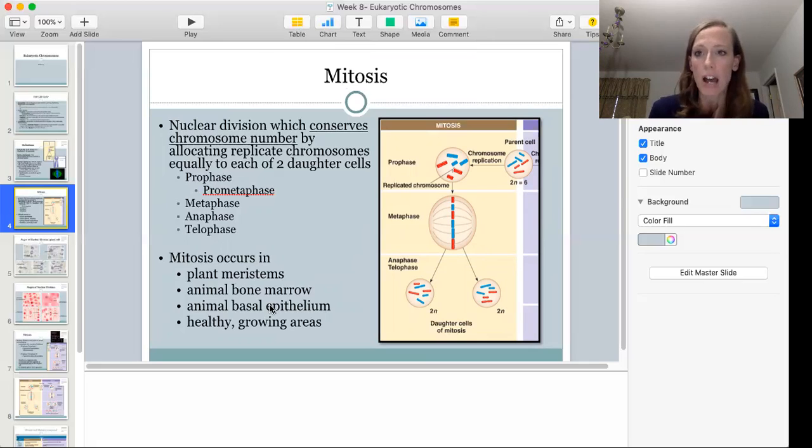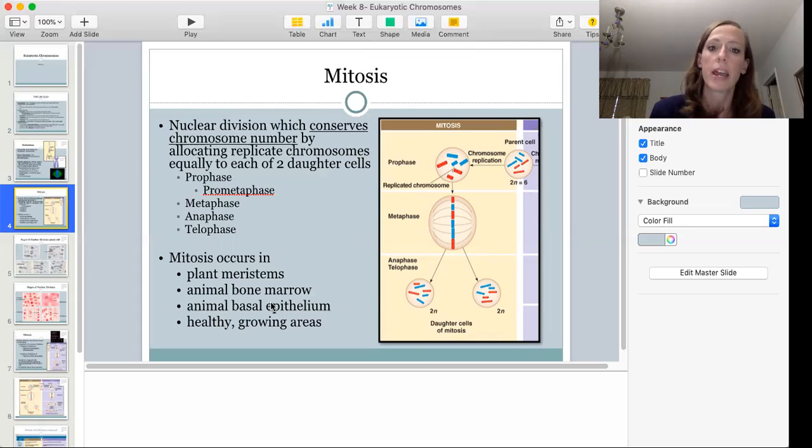It does not directly give rise to production of the eggs and sperm, our gametes. That will be meiosis, which we'll talk about in just a minute. And if the cells are already differentiated and will not divide any further, then it may also not take place. But any healthy growing areas are going to have cells undergoing mitosis at various points.